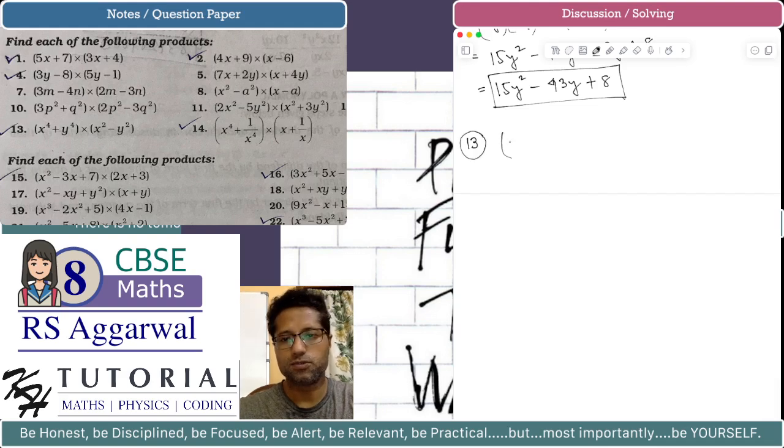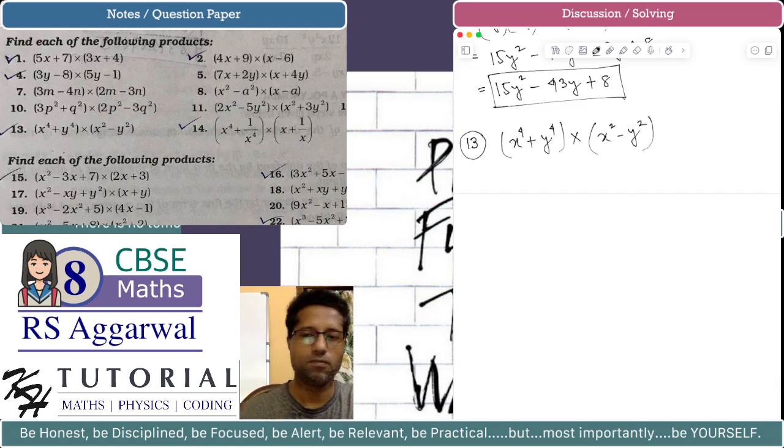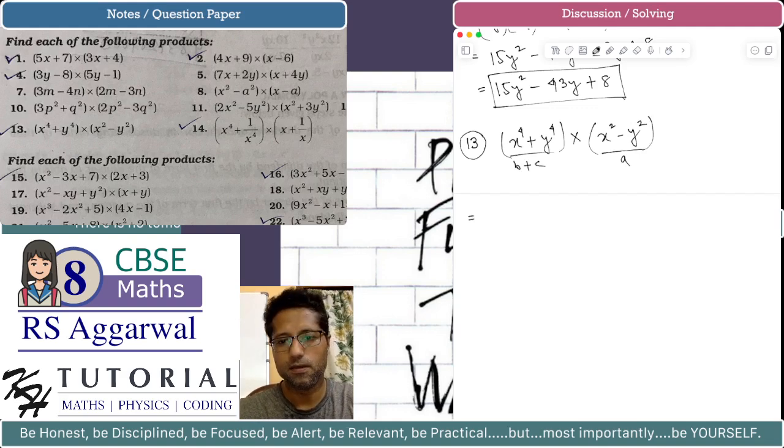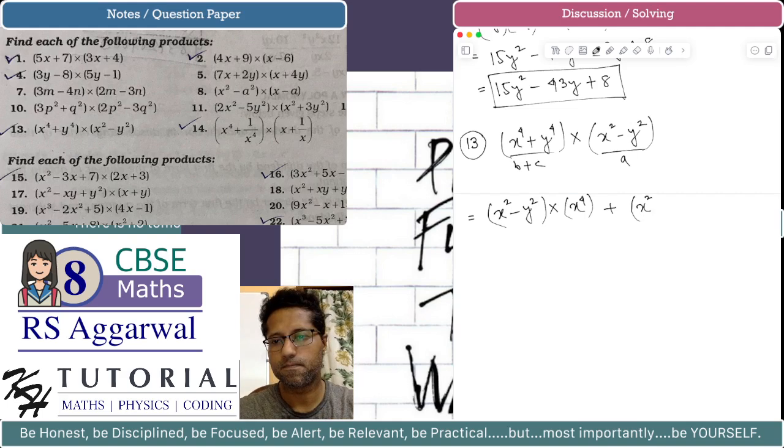It is x to the power 4 plus y to the power 4 multiplied by x square minus y square. So this is also a product of two binomials. Let's say I'm considering this as a and this as b plus c. I know the result will be a into b plus a into c.